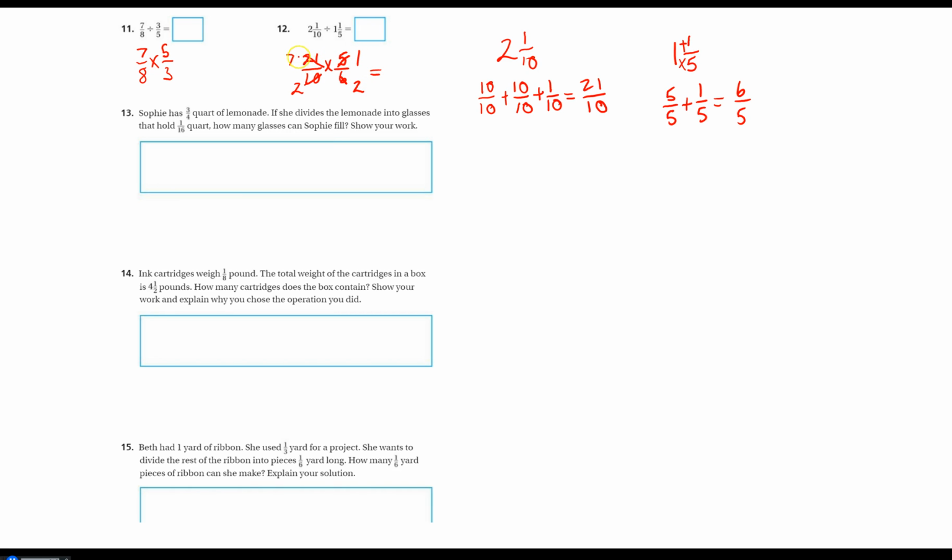And then I multiply. 7 times 1 is 7. 2 times 2 is 4. Now I have an improper fraction, so I want to change that back into a mixed number. In order to do that, I divide the denominator, 4, into the numerator. 4 goes into 7 1 whole time. The remainder becomes your new numerator, and the denominator stays what it was in your answer originally. So my answer here is 1 3/4.